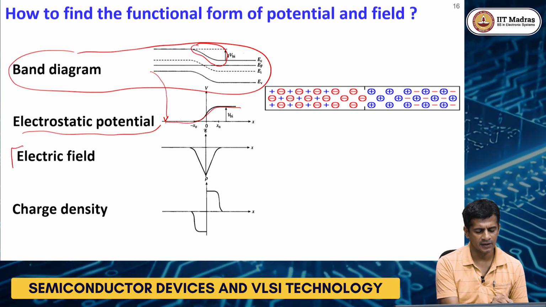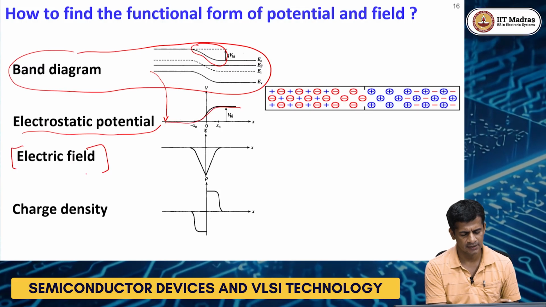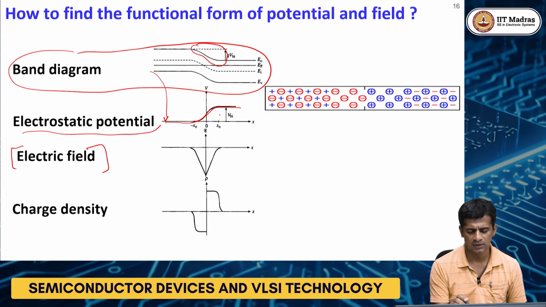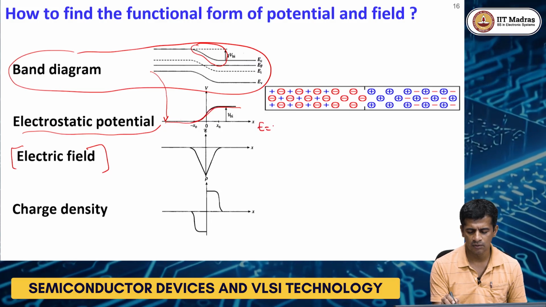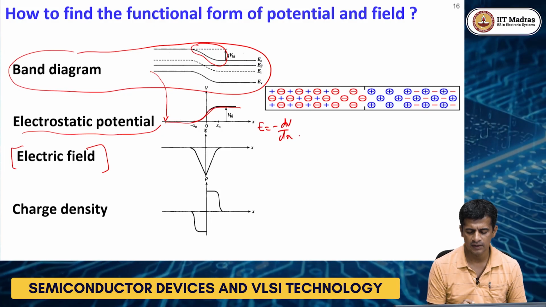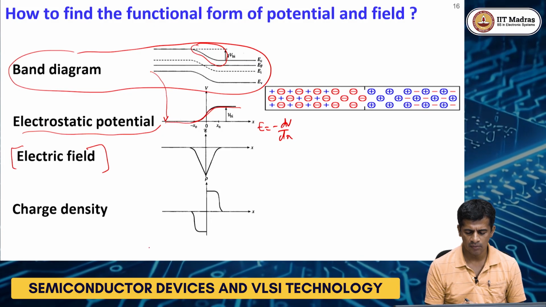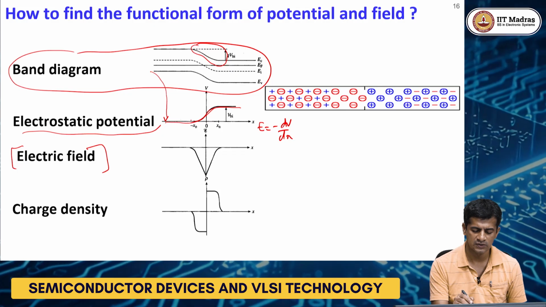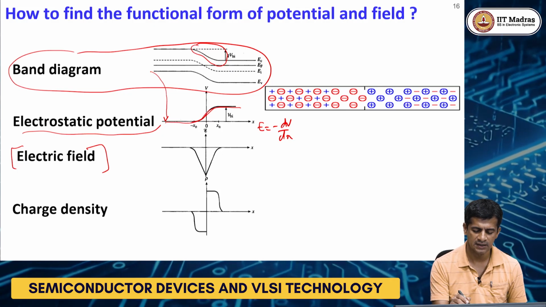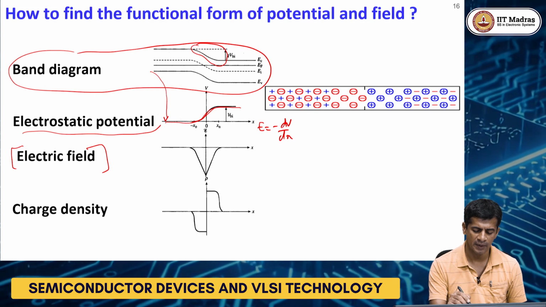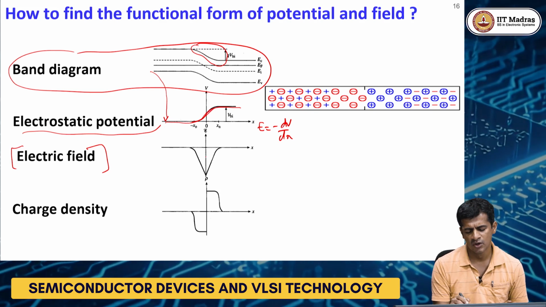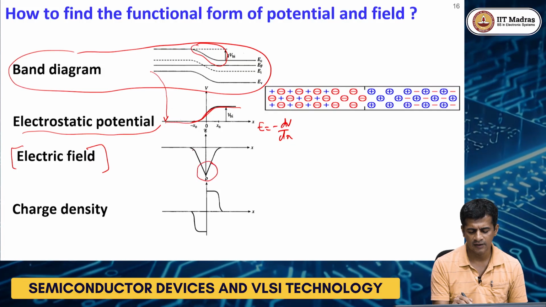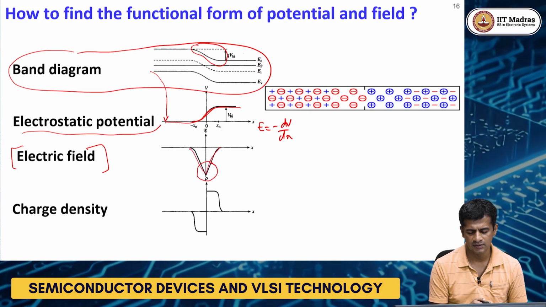Now the electric field. If you look at this plot and take the derivative, E is equal to minus dV by dx, you can see the slope. Initially the slope is very small, then the slope increases, then the slope again decreases, then it again goes to 0. So you expect an electric field something like this. There is a peak at the interface.